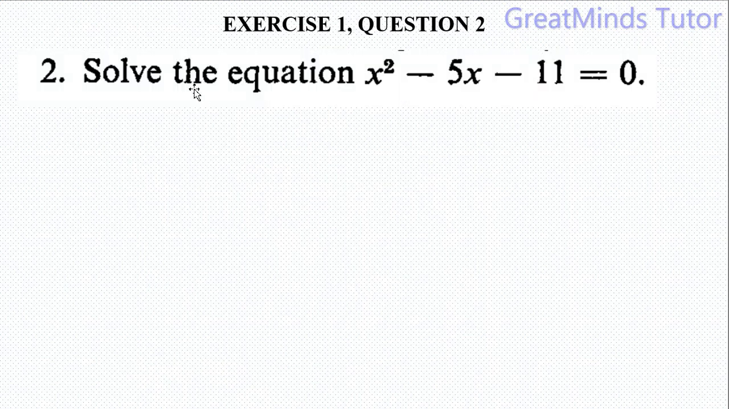So we have the question here. We have to solve this quadratic equation. We are given the equation x squared minus 5x minus 11 equals 0. To solve this equation, we can use different methods. Solving quadratic equations has a lot of methods. We have the factorization method.